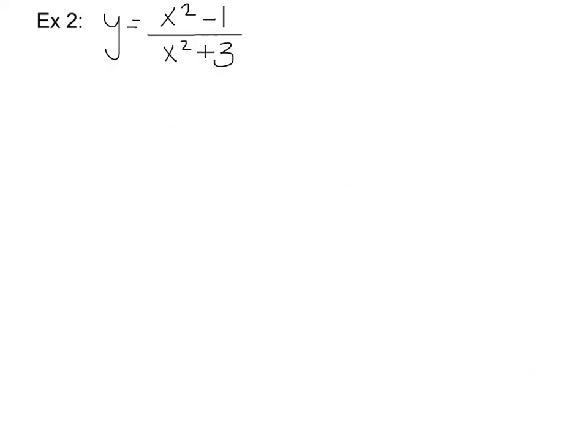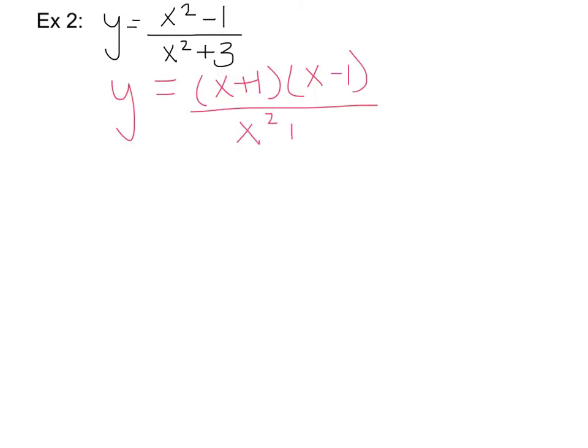Now, in example number 2, I give you y equals 1 over x squared plus 3, with x squared minus 1 in the numerator. So you are going to factor this problem, and that's going to give you y equals x plus 1 times x minus 1. And you cannot factor the denominator. It's a plus sign. So looking at this, nothing is going to cancel out.